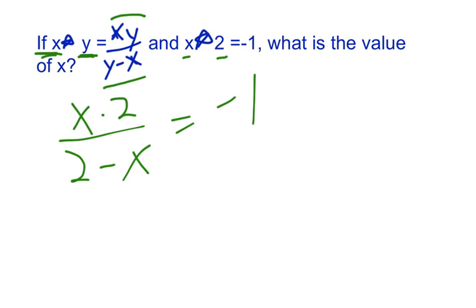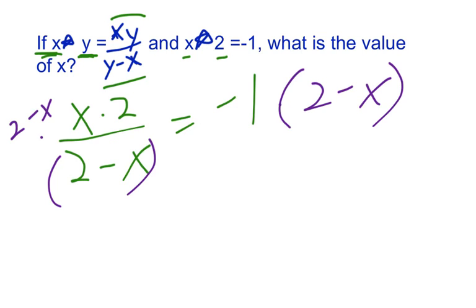We set it equal to negative 1, and then we don't like x to be on the bottom, so we multiply by 2 minus x, and times 2 minus x. And since we want to multiply by the whole thing, we put it in parentheses. And these 2 minus x's cancel because we're dividing and multiplying. And that's the inverse operation.